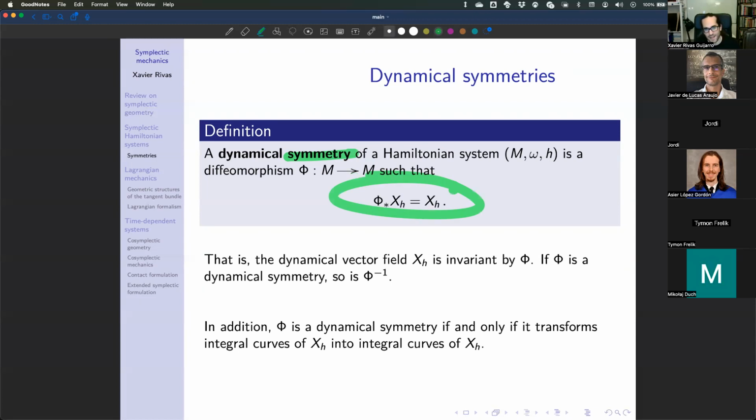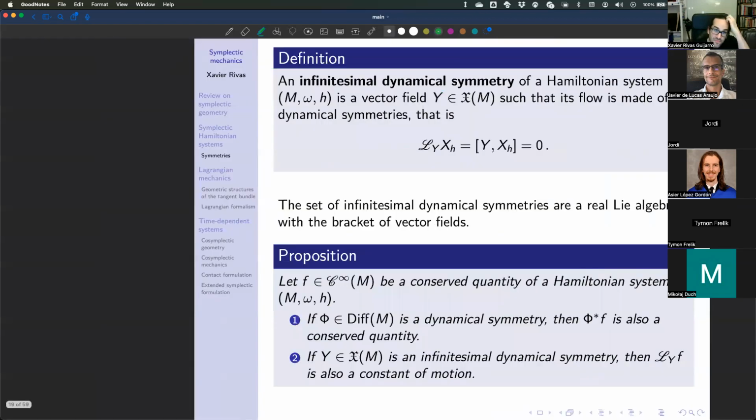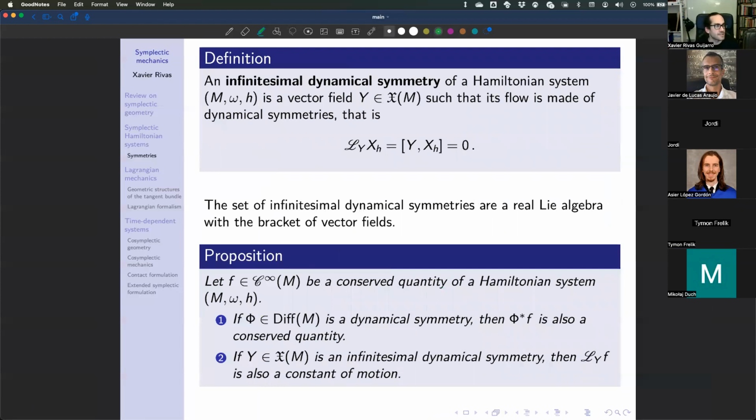Of course, if we have a dynamical symmetry, its inverse is also a dynamical symmetry. Actually, a diffeomorphism is a dynamical symmetry if and only if it transforms integral curves of the Hamiltonian vector field into other integral curves of the Hamiltonian vector field. But this is the approach with diffeomorphisms. Sometimes we are more interested in the infinitesimal version. I mean, we don't need the diffeomorphism, we only need to know how it acts locally. So we define what an infinitesimal dynamical symmetry is.